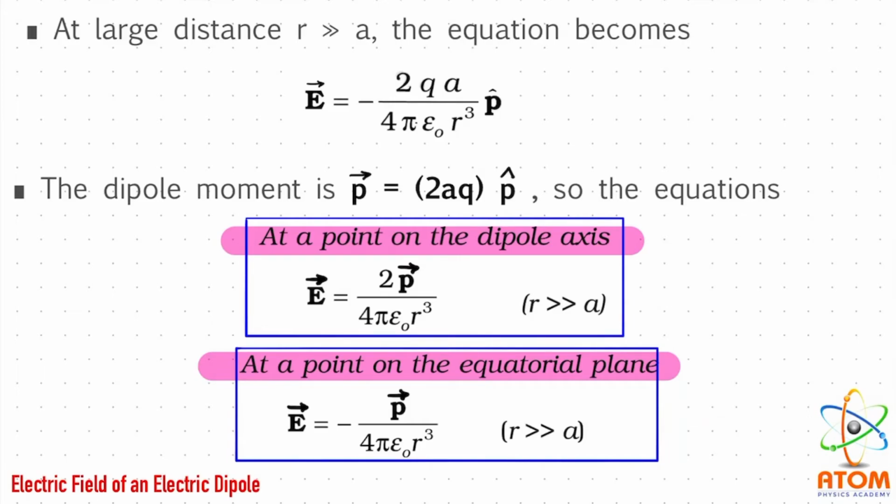One more thing to be noticed is that in the second equation we have a negative sign. That means the electric field on the equatorial plane is in the negative direction of the dipole moment, whereas the electric field on the axis is in the same direction as the dipole moment.